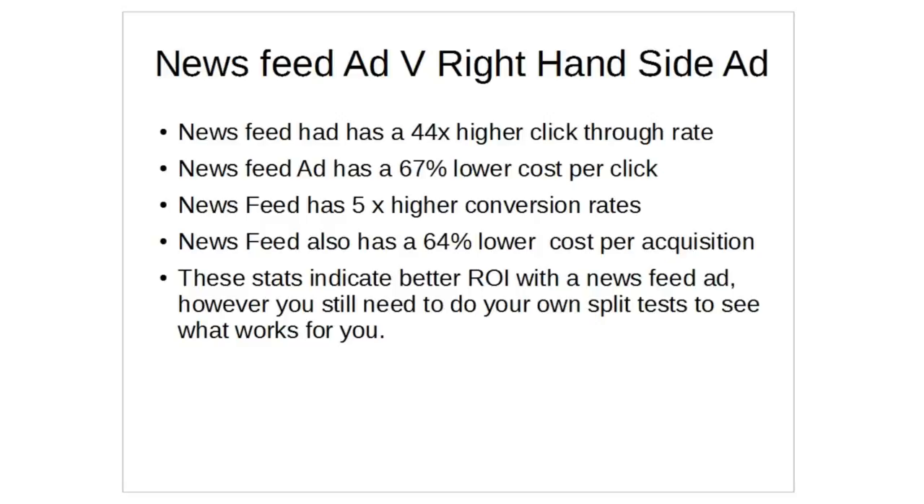So one of the split tests I would strongly suggest you run is a split test between a newsfeed ad, a right-hand side ad, and a mobile ad, and see which placement is more susceptible to your audience, which one they like better and which one they respond to better.